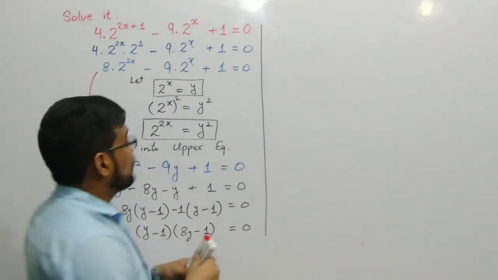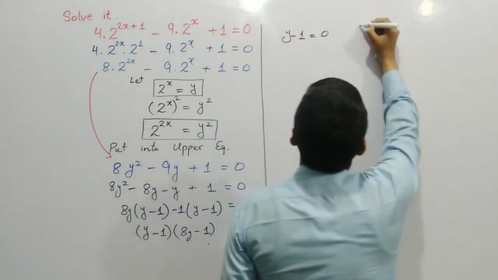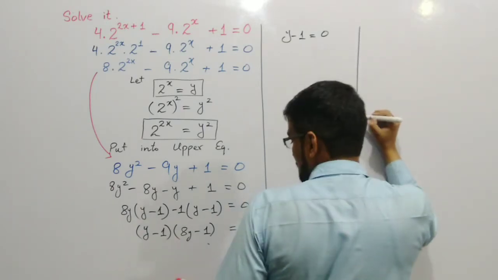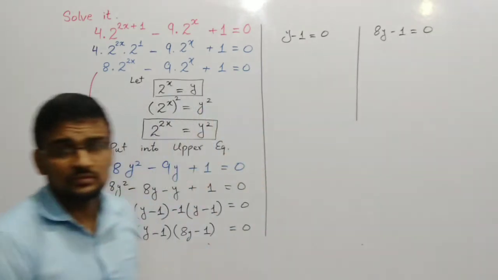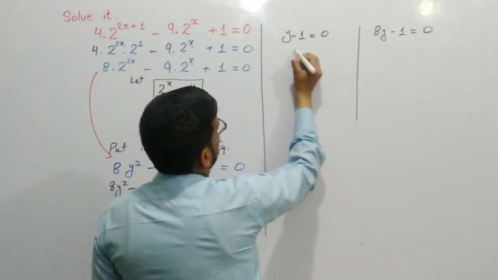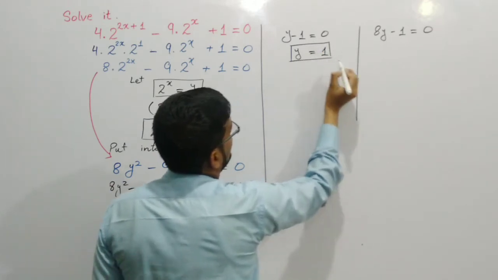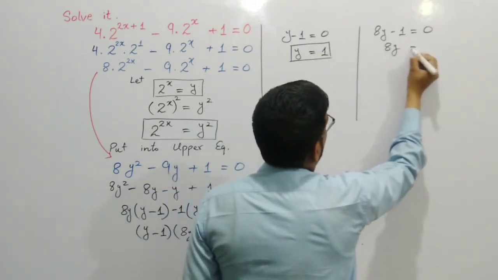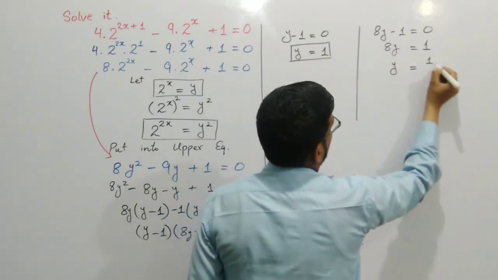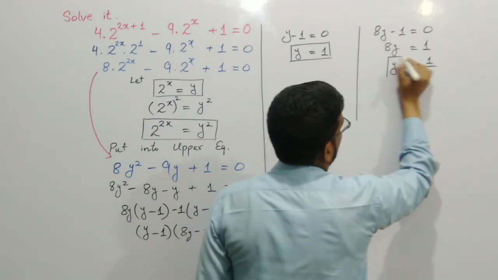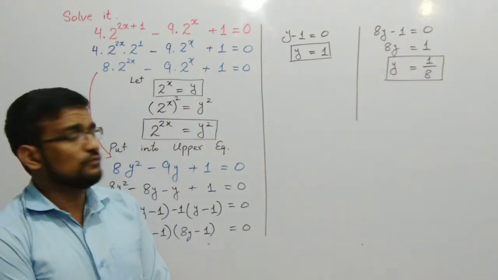So students, either y minus 1 is equal to 0 or 8y minus 1 is also equal to 0. Here minus 1 becomes plus 1, and in the other, minus 1 becomes plus 1 and 8, which multiplies, becomes divide. Okay, these are two results for the y variable.